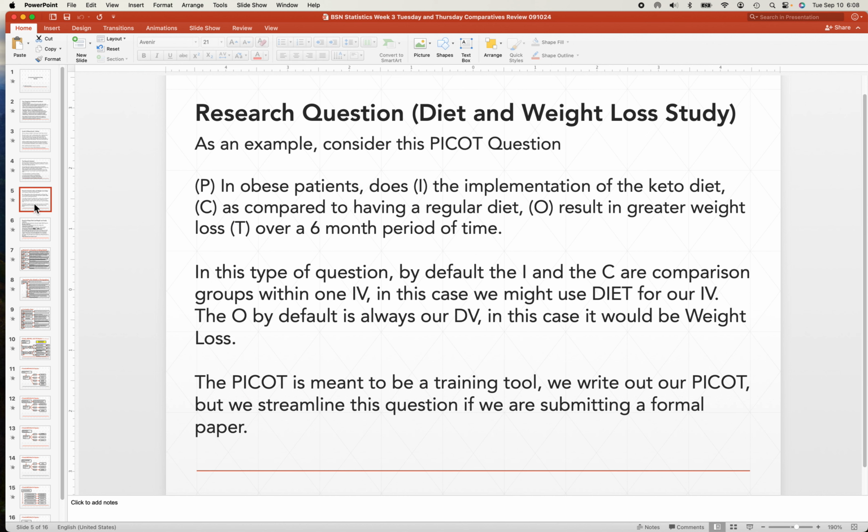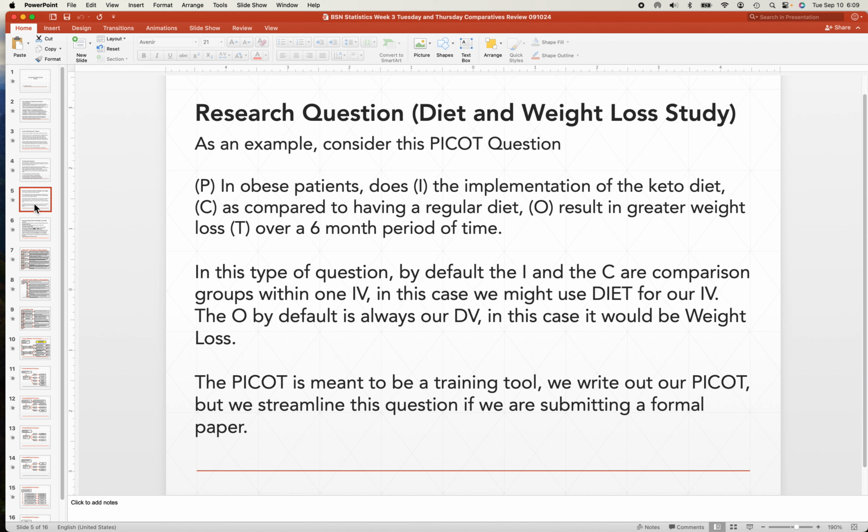So we could write our question as something like, and you'll see this where we put the P, which stands for the population or problem before or after that element. So we have the P in this question is in obese patients does, the I is our intervention or implementation, the implementation of the keto diet, C, as compared to having a regular diet, O, result in a greater weight loss over a 6-month period of time.